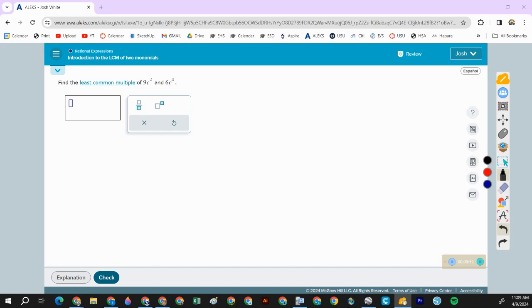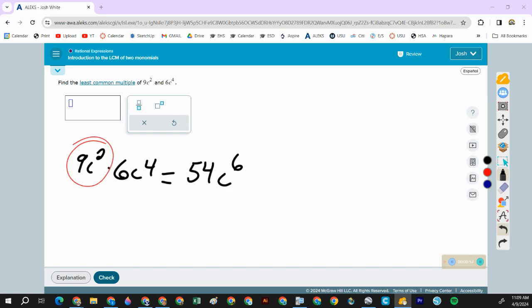All right. What is the least common multiple of 9c squared and 6c to the fifth? Anytime you want a common multiple, you could just multiply them together. So that is 54c to the sixth. So 54c to the sixth has 9c squared as a factor and 6c to the fourth as a factor.